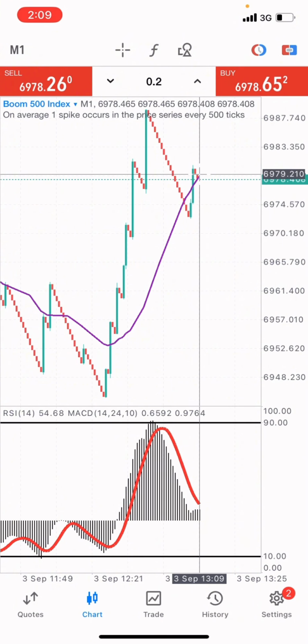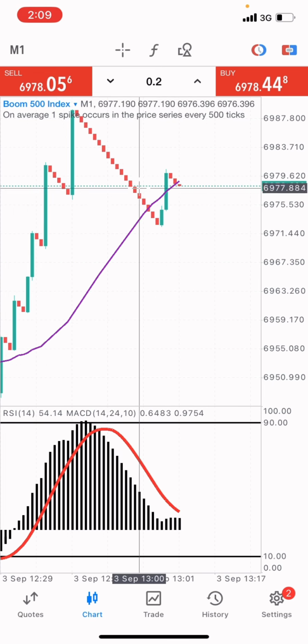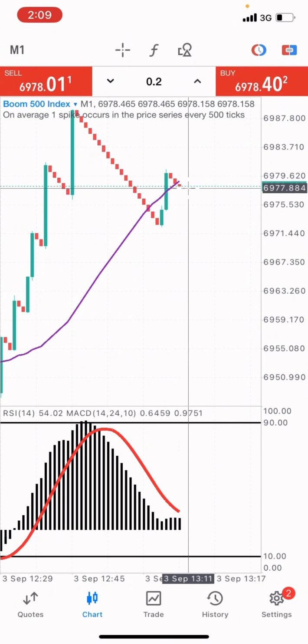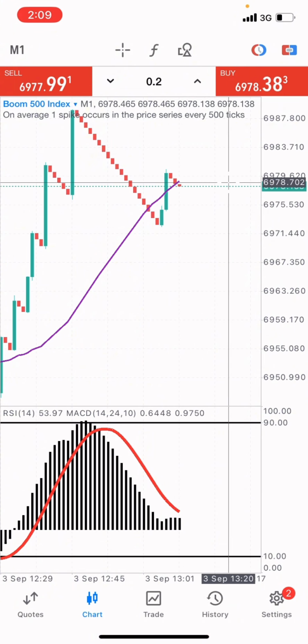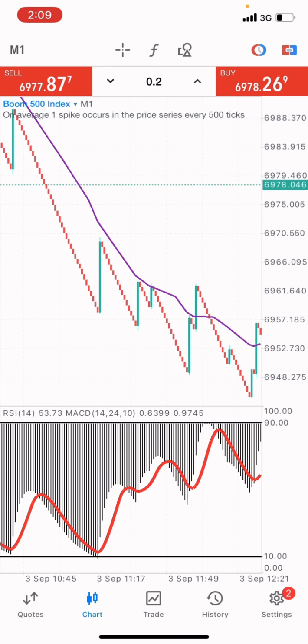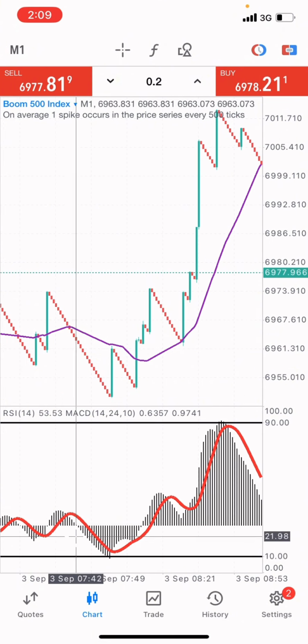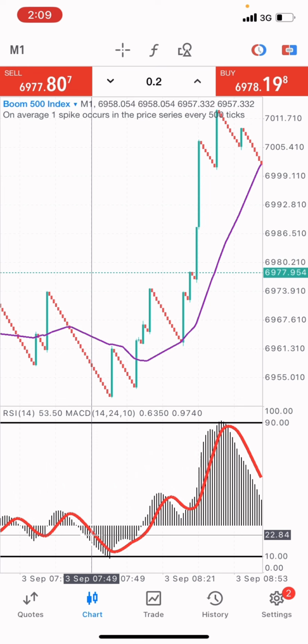This strategy is just for you to know when to place a sell on Boom 500 index, all right, using this simple strategy. The MACD and the RSI, also the moving average, and you see that the moving average now, if we zoom in a little bit, you can see here it starts curving at this point, going downward at this point. All right, so the best point for you to take a sell is towards the downward trend.